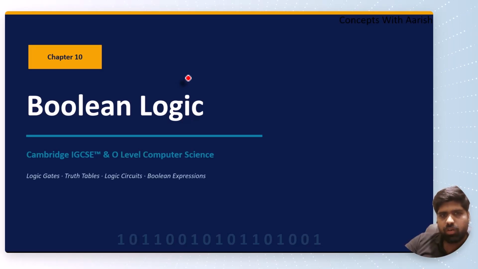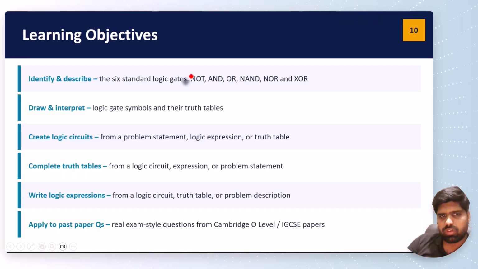Today we are gonna review chapter 10 really very quickly so you can get all the basic ideas, and we are also gonna practice some possible questions at the end. So if you have any confusion regarding Boolean logic, like logic gates, truth tables, logic circuits, Boolean expressions, then just watch the video till the end and hopefully all your concerns will be cleared. So, chapter 10, starting with this one.